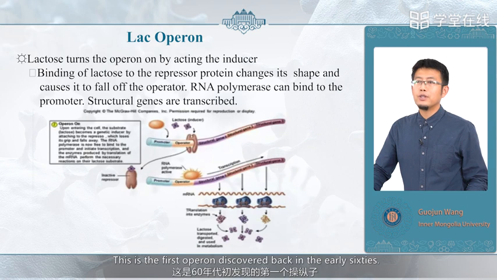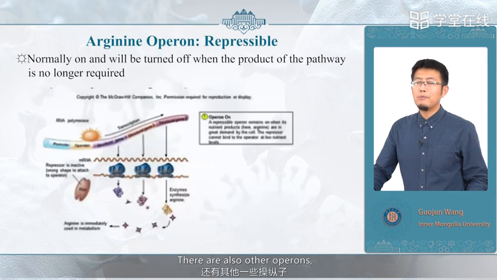This is the first operon discovered, back in the early 60s. It figured out how genes are regulated in bacteria. There are also other operons, which are typically on. However, they shut off when the process is unneeded.